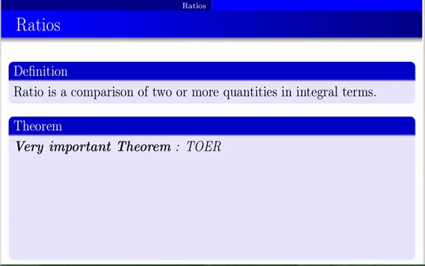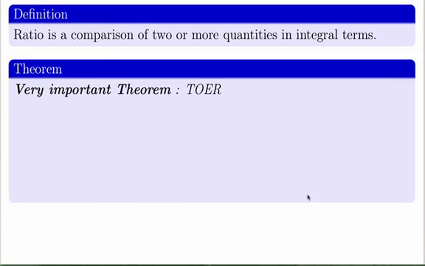Now let us move to a very important theorem. This is called the theorem on equal ratios. So what does the theorem on equal ratios say? Just observe, if I have 1 by 2 and 3 by 6, are these two equal? Yes, they are equal. This is also 1 by 2.